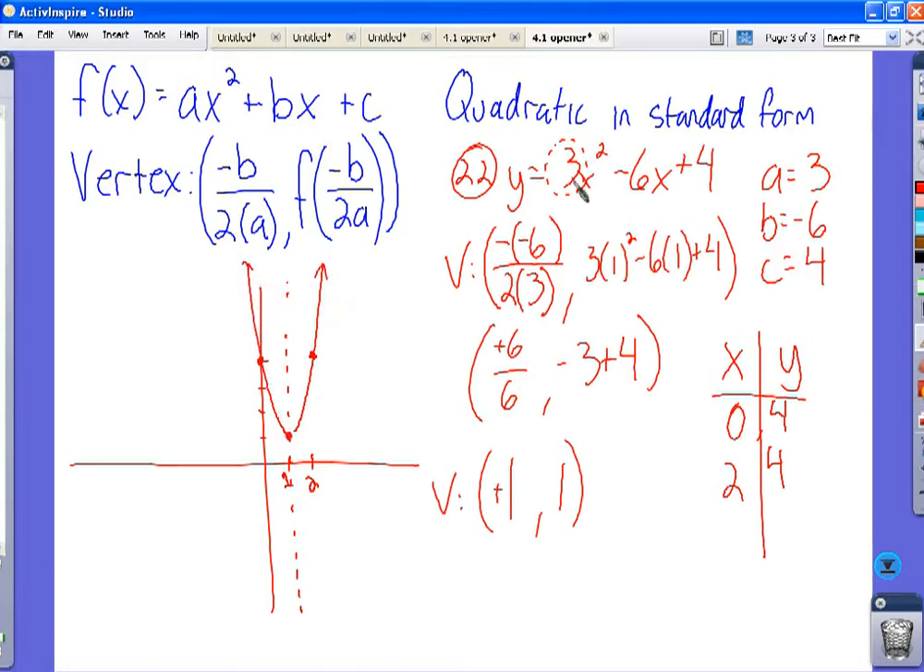We can make sure that we do. We can do 2 squared is 4 times 3 is what? 4 times 3? 12. Then 6 times 2? 12. So we get 12 minus 12. 0 and we're left with 4 again.